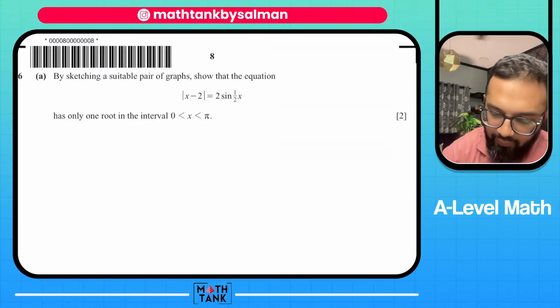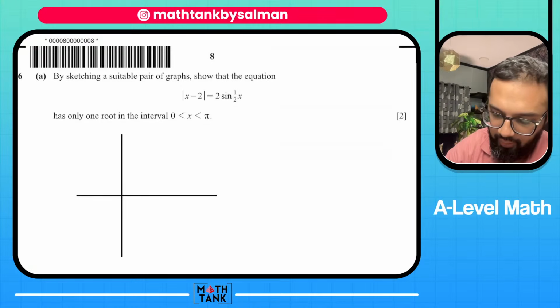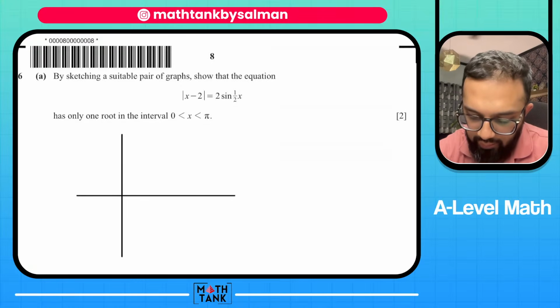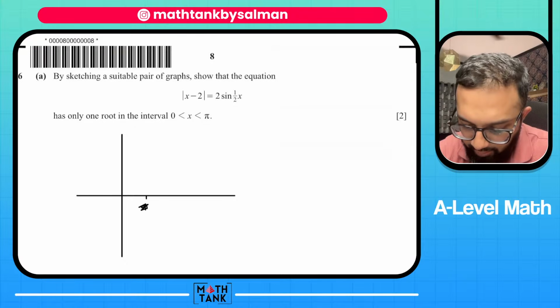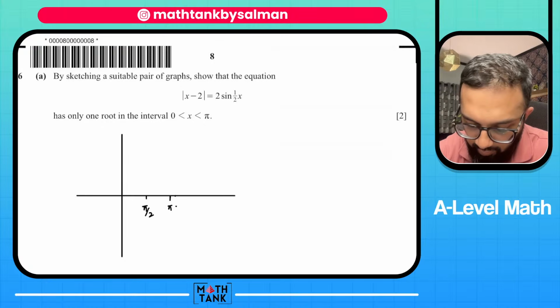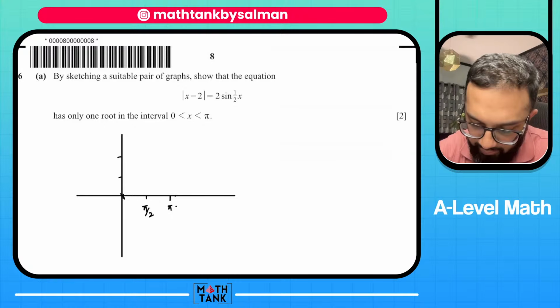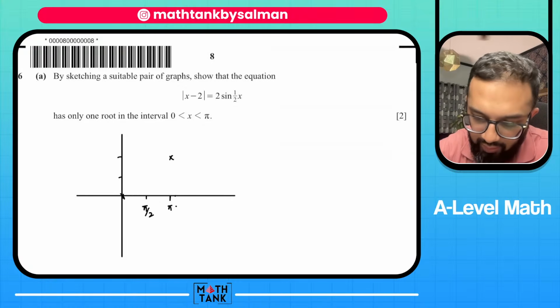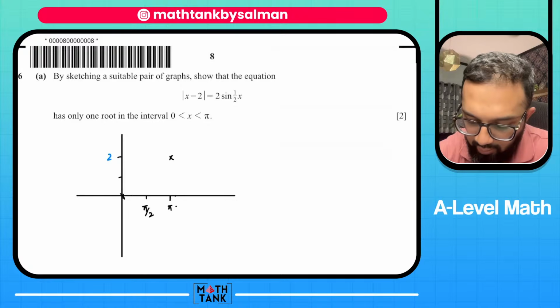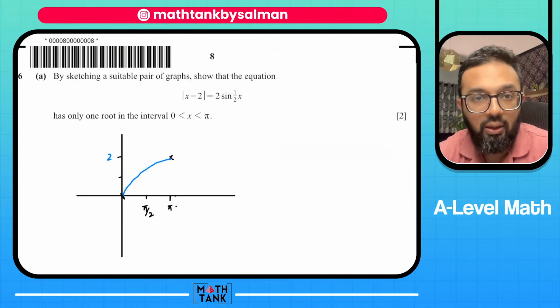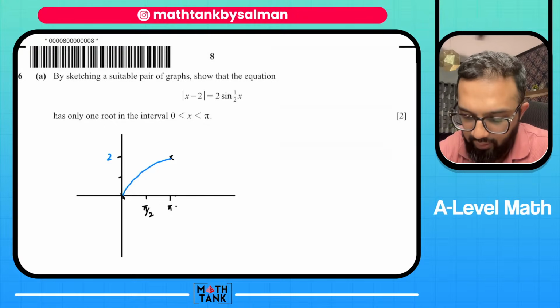So I have to draw the graph of sine half x. Okay. So 90, basically pi over 2, and pi. Okay, that's 1, that's 2, let's say. So the graph of 2 sine half x should be at 2 when it's at pi, and it should be at 0 when it's at 0. So that's the graph of 2 sine half x.